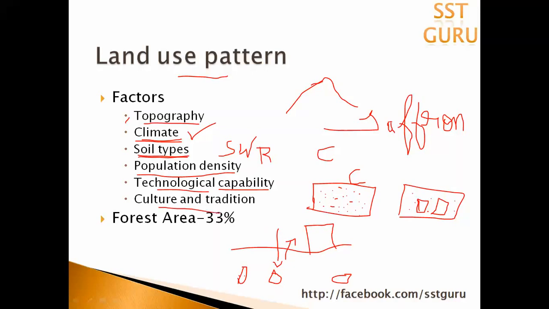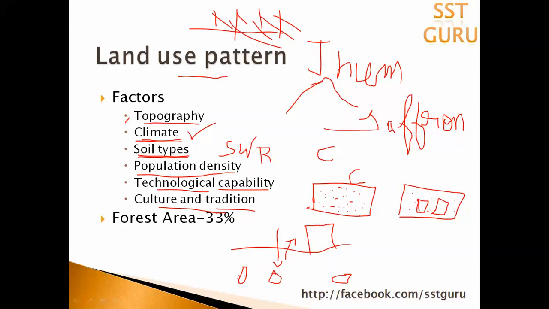And now coming on to culture and tradition. An important example is Jhum. Jhum is a type of cultivation in Northeast India. In Northeast India, people burn down a complete forest or a part of a forest and clear it so that they get fertile land and cultivate on it. In the ashes of those burned down forests, they cultivate so that they can have good fertile land. And these are the total factors that affect the cultivation or the land use pattern.